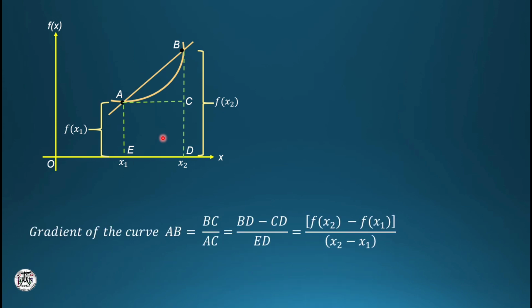Therefore, the gradient of the curve EB is equal to BC over EC, which is equal to BD minus CD over ED. Or else, f of x sub 2 minus f of x sub 1 over x sub 2 minus x sub 1. So that is how we find the gradient of a curve.